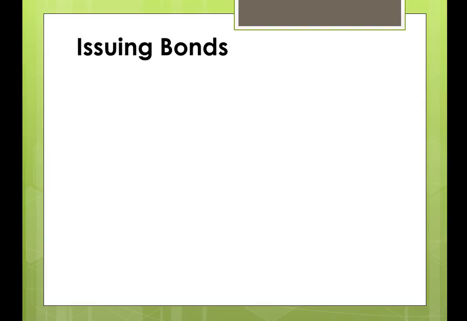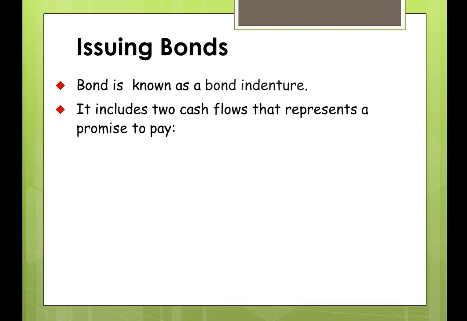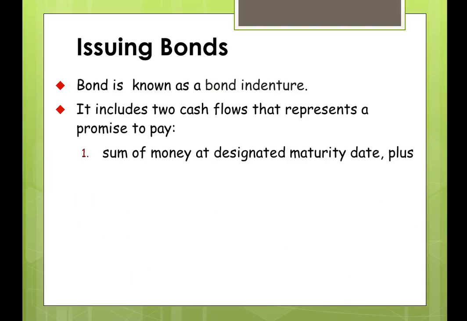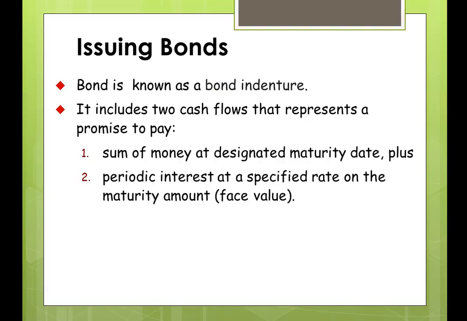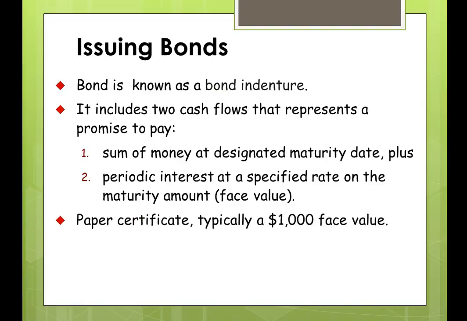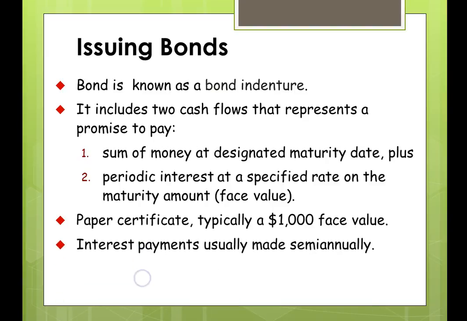There are some overall issues that you need to make sure you understand. First, a bond is known as a bond indenture. It always includes two cash flows that represent a promise to pay. The first is a sum of money at the end of a designated period, and second, an agreement to make periodic interest payments at a specified rate on the maturity amount, which is normally stated on the bond. These usually are $1,000 increments, and the interest is normally paid semi-annually, and the dates are specified on the bonds.